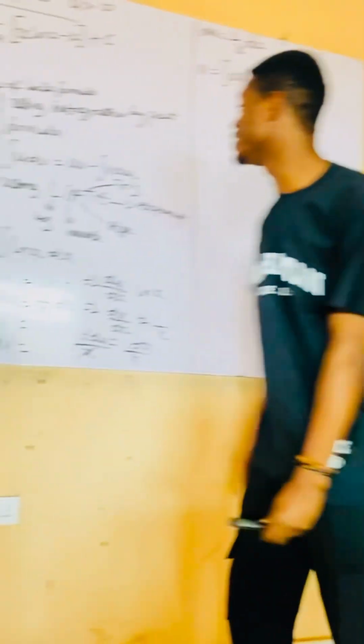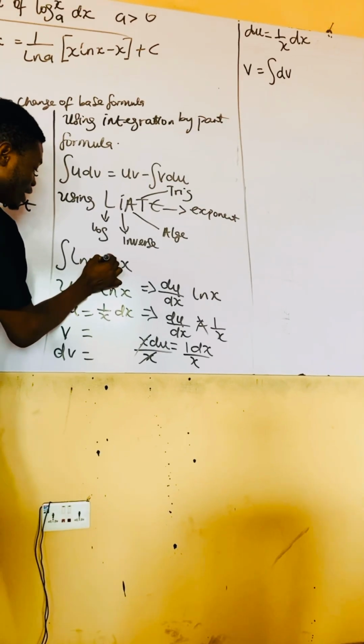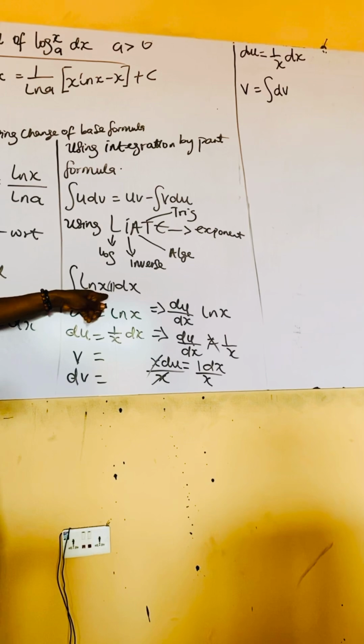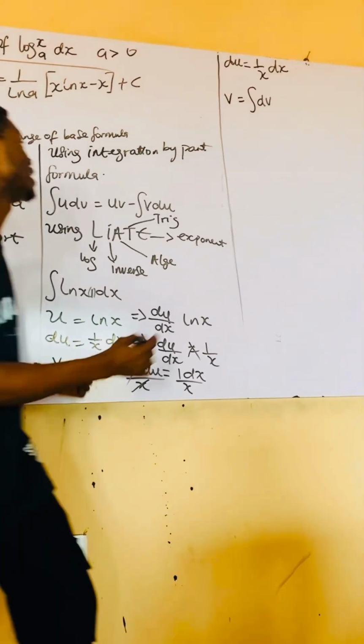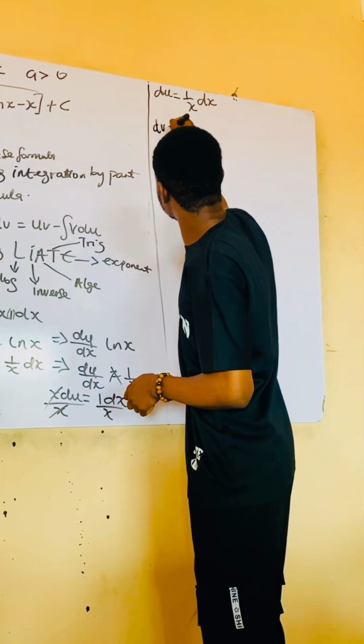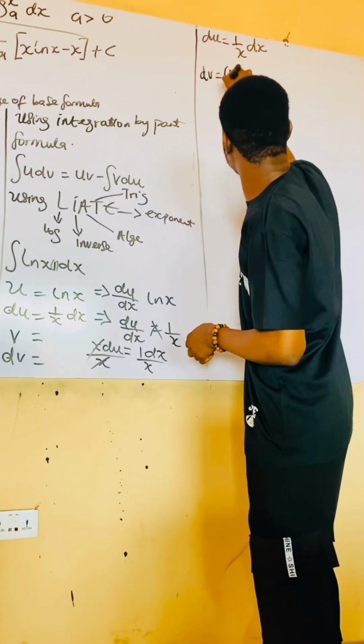So what will be our dv? We can just attach 1 here, because 1 times this thing is the same thing with this thing, okay? So we can just attach 1 there. And we now say that our dv is equal to 1 dx.